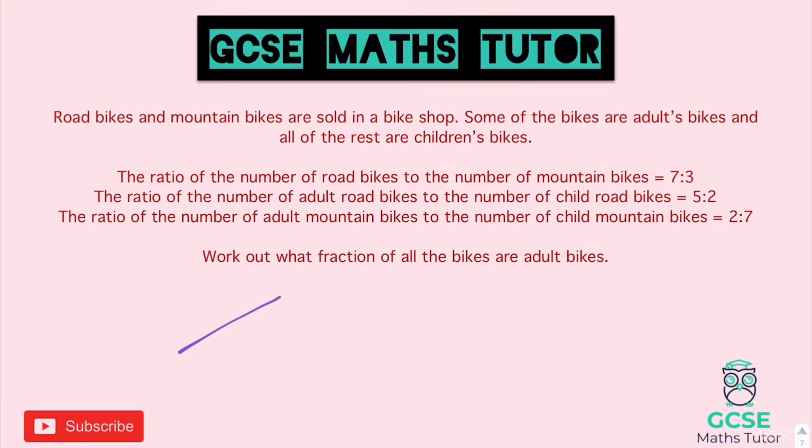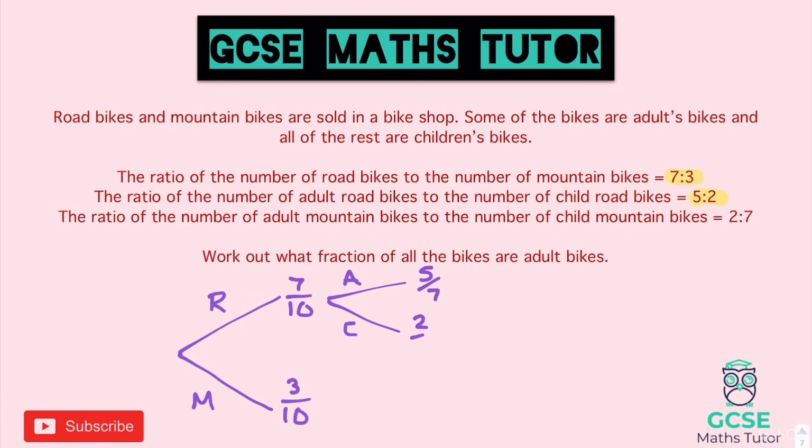So let's draw this out. We've got road bikes and we've got mountain bikes. So we've got 7 out of 10 for the road bikes and 3 out of 10 for the mountain bikes. There we go, the total adds up to 10 there in that ratio 7:3. Then we've got the ratio of adult road bikes to child road bikes is 5:2. So in the road bikes, let's label this up, we've got adult and child, and the ratio there is 5:2, so that's out of 7. So the adult is 5 out of 7, and the child is 2 out of 7.